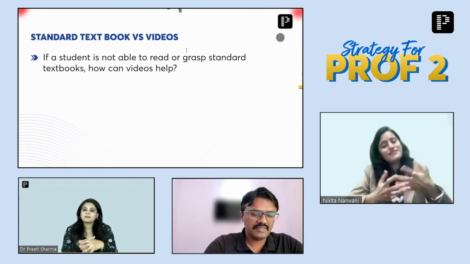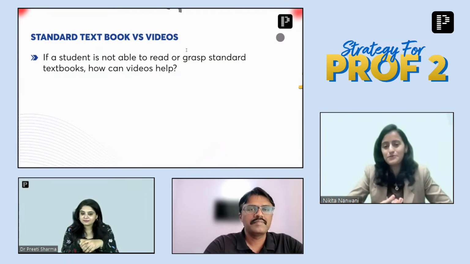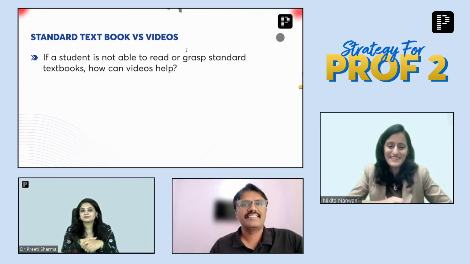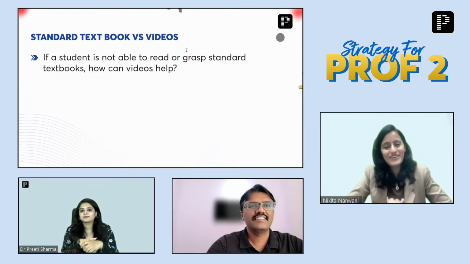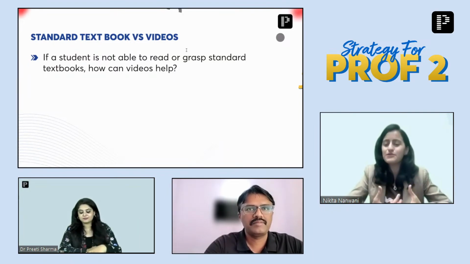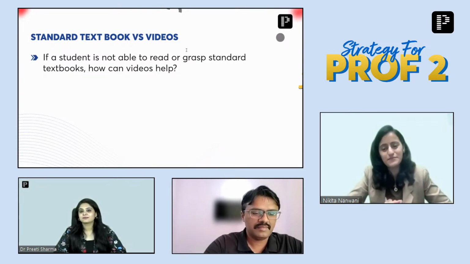True. So it's very difficult to assimilate, and a student who's starting new might not read Robbins in the beginning itself. So what is your take on that? How can they read the standard reference textbook, and how can our videos help them in grasping the reference textbooks in a much easier way?